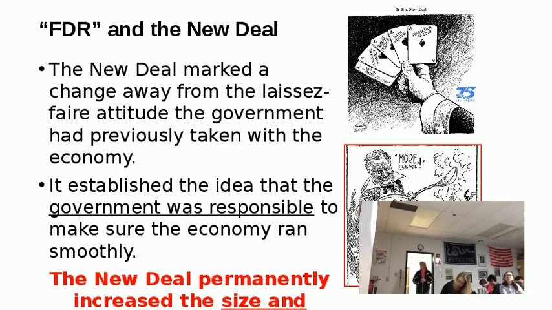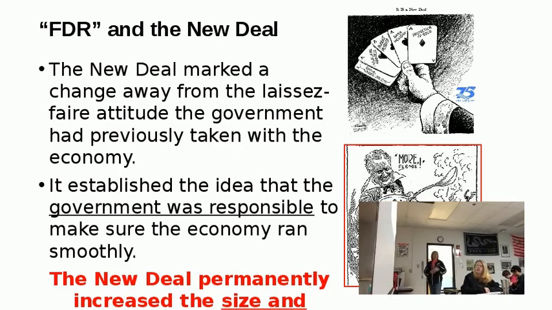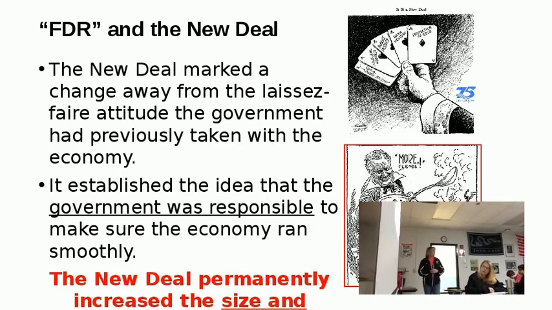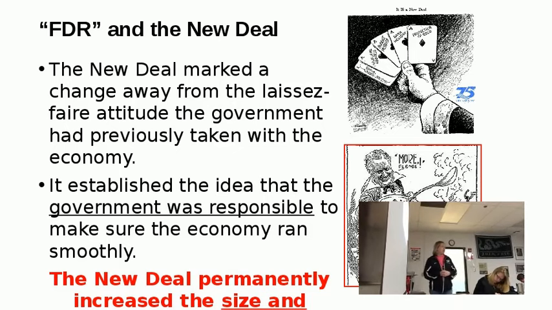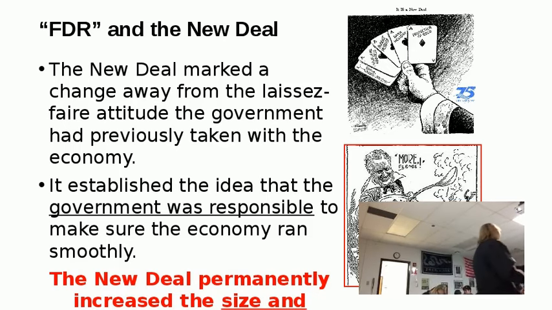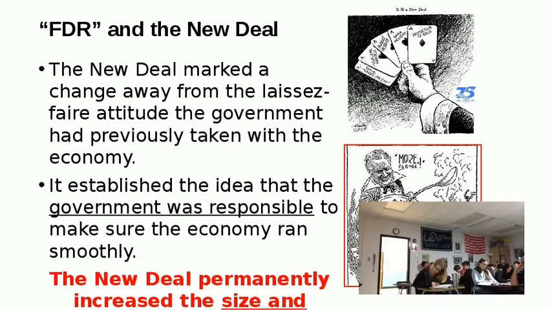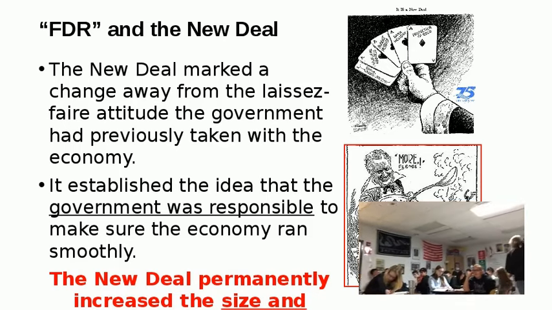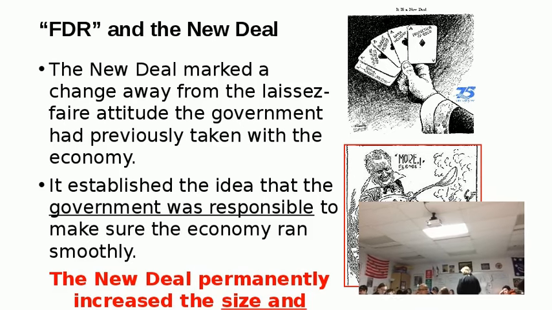It was also after he was elected that they passed the 20th Amendment. This is just a side note. It used to be that when the president was elected, he would take office in March of the following year. Under FDR, they moved that up to January. That's why the president gets inaugurated in January now, on January 20th. Okay.